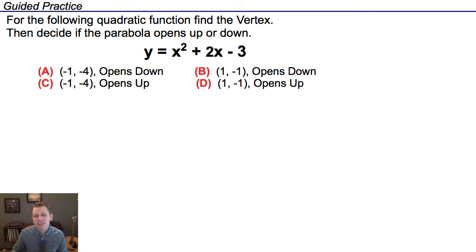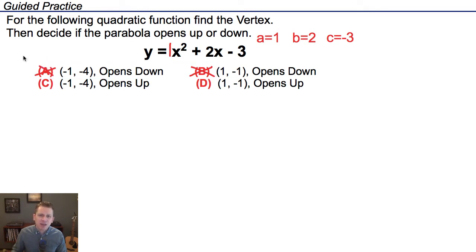First thing we want to do is identify the a, b, and c values. a is the coefficient of x squared, which in this case is 1. There's an imaginary 1, which isn't exactly shown here, that is the a value. The b value here is the coefficient of x, which is 2, and our c value is -3. Once I know that my a value is a positive number, that means this parabola must open up. If the a value was negative, the parabola would open down. So I can eliminate choices A and B.